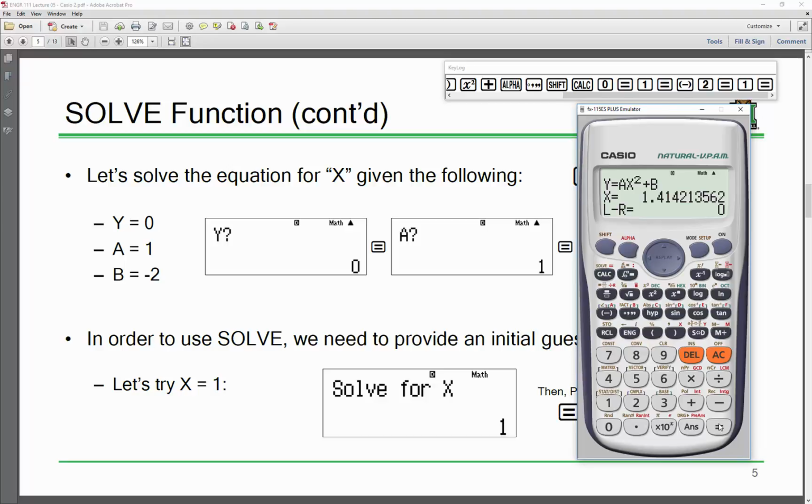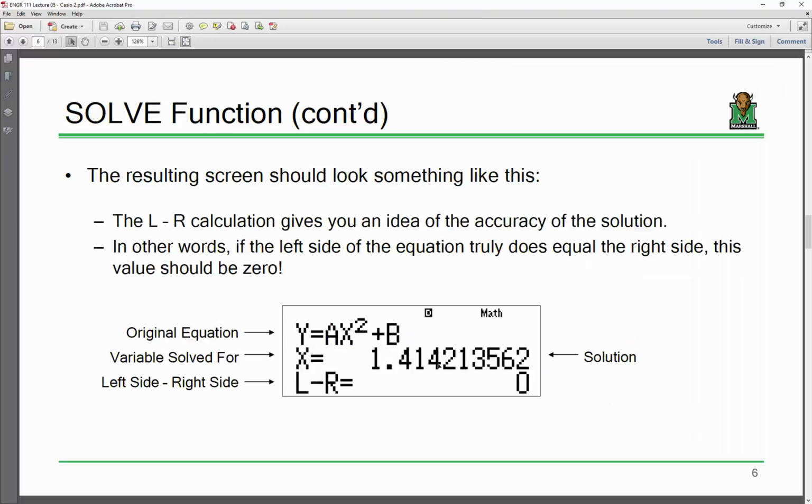And if you've done this correctly, you should have a display that looks something like this. You should have the equation on the first line. The second line should give you a value. So we have x equals 1.414, and then the bottom line should say L minus R equals, and then the value should be pretty close to 0, if not exactly 0. So let me explain what that display means.